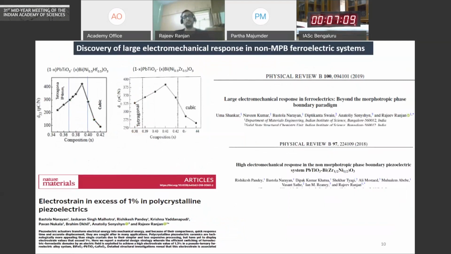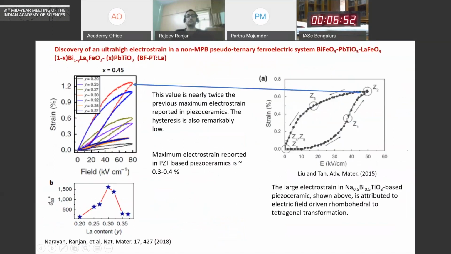We have investigated 3 systems in the recent past. One of these systems shows an extraordinary electrostrain of 1% in a polycrystalline piezoceramic. To understand the significance of this, why it is extraordinary, you can see the previous report, which showed a strain of about 0.7% in a ceramic, that was in 2015. So 1.3% is almost twice of what we have seen in the previous case. And if you look at the traditional PZT, it's almost 3 times what traditional PZT shows for the electrostrain, which is about 0.3 to 0.4%. So that's why it was extraordinary.